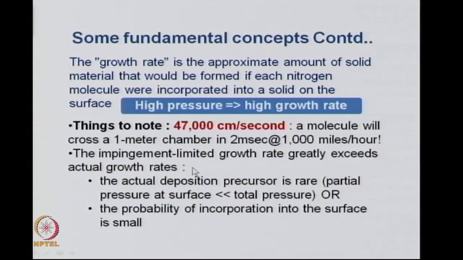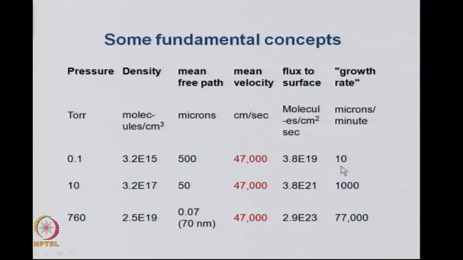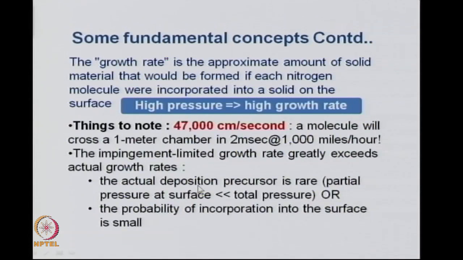So, this is the kind of speed of molecules that you are talking about when you are studying the impingement of gaseous molecules on the substrate or on the target. Now, the impingement limited growth greatly exceeds actual growth rates. That means whatever we are calculating is much larger. What we are showing here is, say, 10 microns per minute. This is the calculated growth rate. In reality, this will be lesser in an actual experiment. The reason is that the actual deposition will not be the same, because the partial pressure at the surface will be less than the total pressure inside the gas. The other possibility is that the probability of incorporation of the gaseous molecules onto the surface is small.